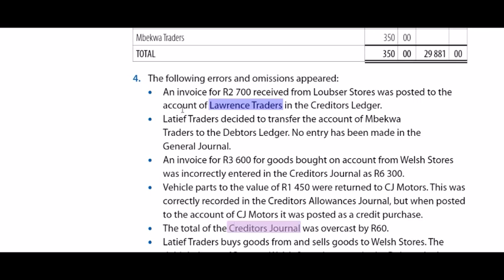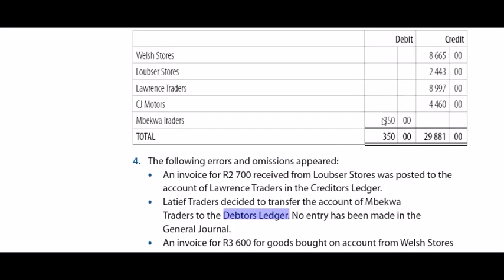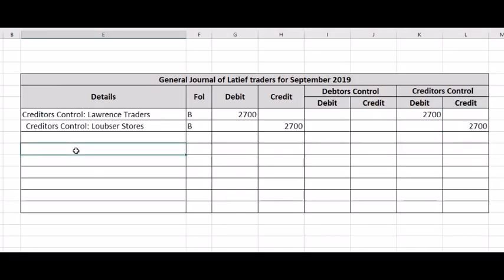Then the next adjustment entry said Latif Traders decided to transfer the account of Mbekwa Traders to the debtors ledger. You will remember they had a debit balance in any case. So they owe us money and we're taking them from the creditors ledger to the debtors ledger. No entry has been made in the general journal. To fix this in the general journal, you will have to go and credit creditors control. So I'm going to start with that.